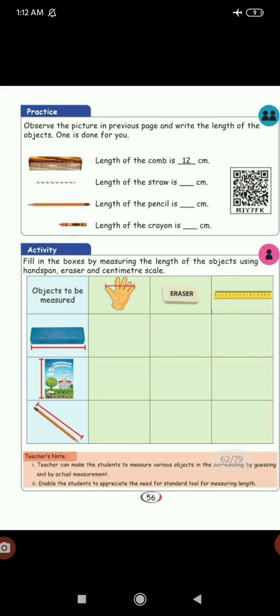In this unit, we learned about handspan, footspan, pace and cubit. Okay, these are non-standard units. And also the standard units are centimeter, meter and ruler. We also learned how to measure the length of an object using the scale.